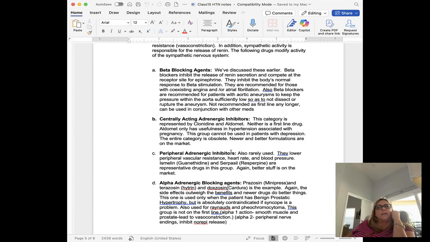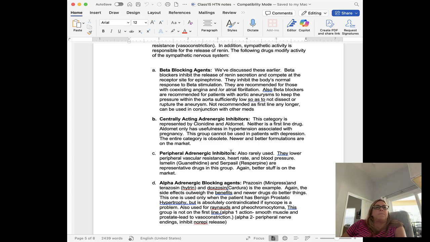Centrally acting adrenergics are represented by clonidine and Aldomet. Again, they are not first line. Aldomet is a good one that we use in pregnancy, but you can't use it with patients that have depression. Newer and better formulas have come on, so we're not really using them a lot. Peripheral adrenergics were older drugs. They lower peripheral vascular resistance, heart rate, and blood pressure. Again, there's better stuff out there.